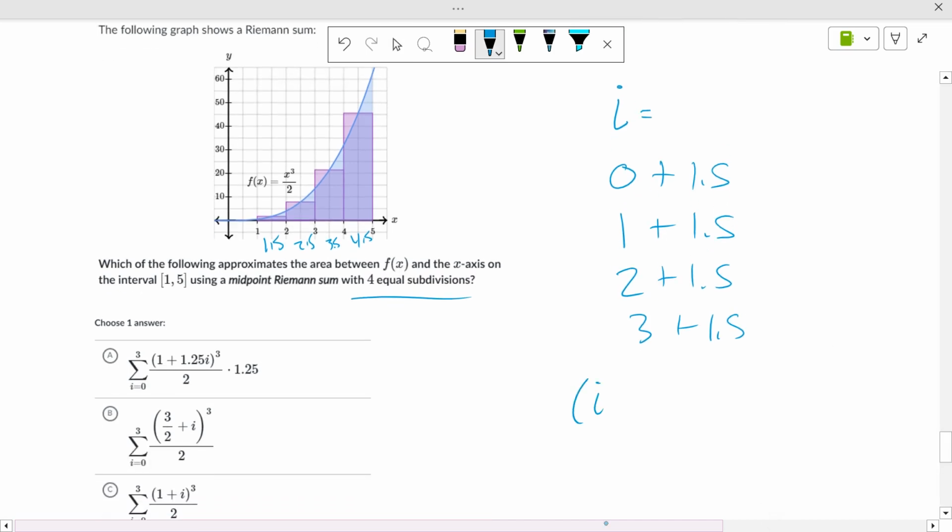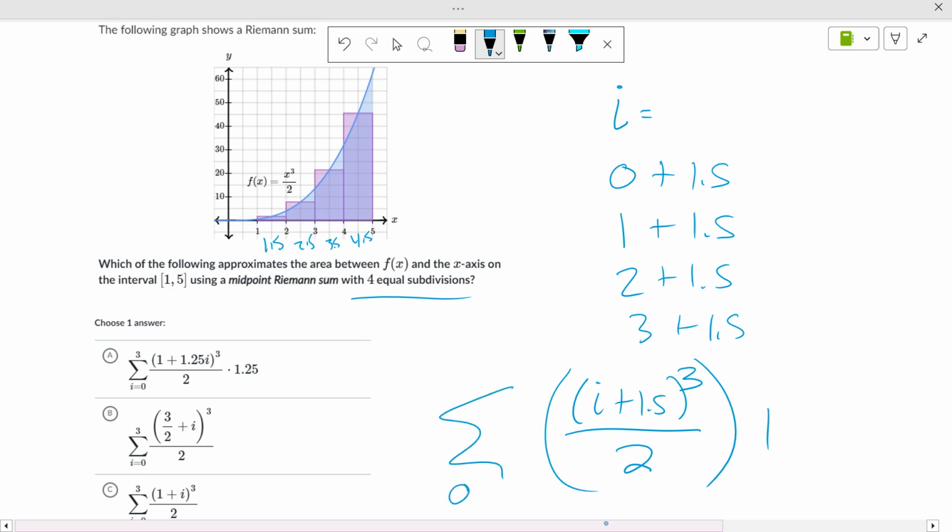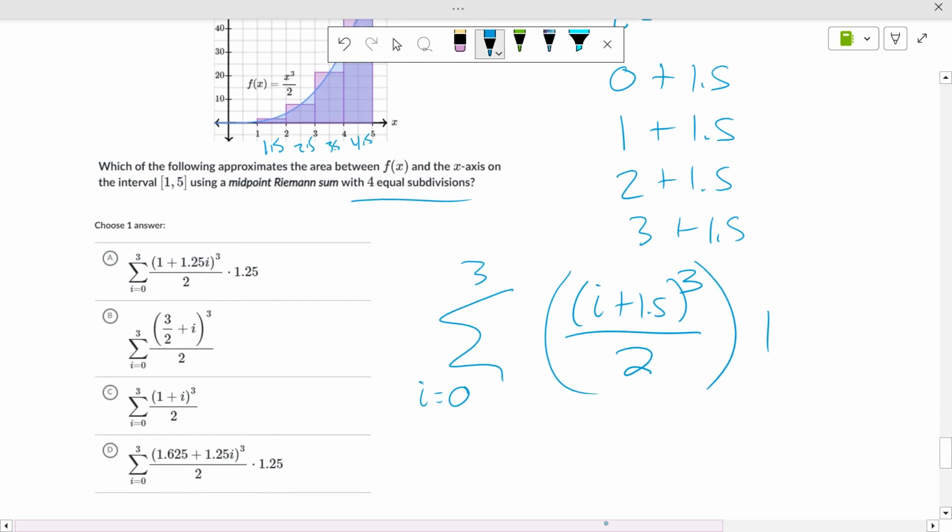So it's (i plus 1.5) cubed over 2 is my height. My width, these are each 1 wide. Okay? Riemann sum, i equals 0 to 3. Well, the 1 basically disappears because 1 times anything is that. So I have i plus 1.5, which is i plus 3 halves, divided by 2, this one.